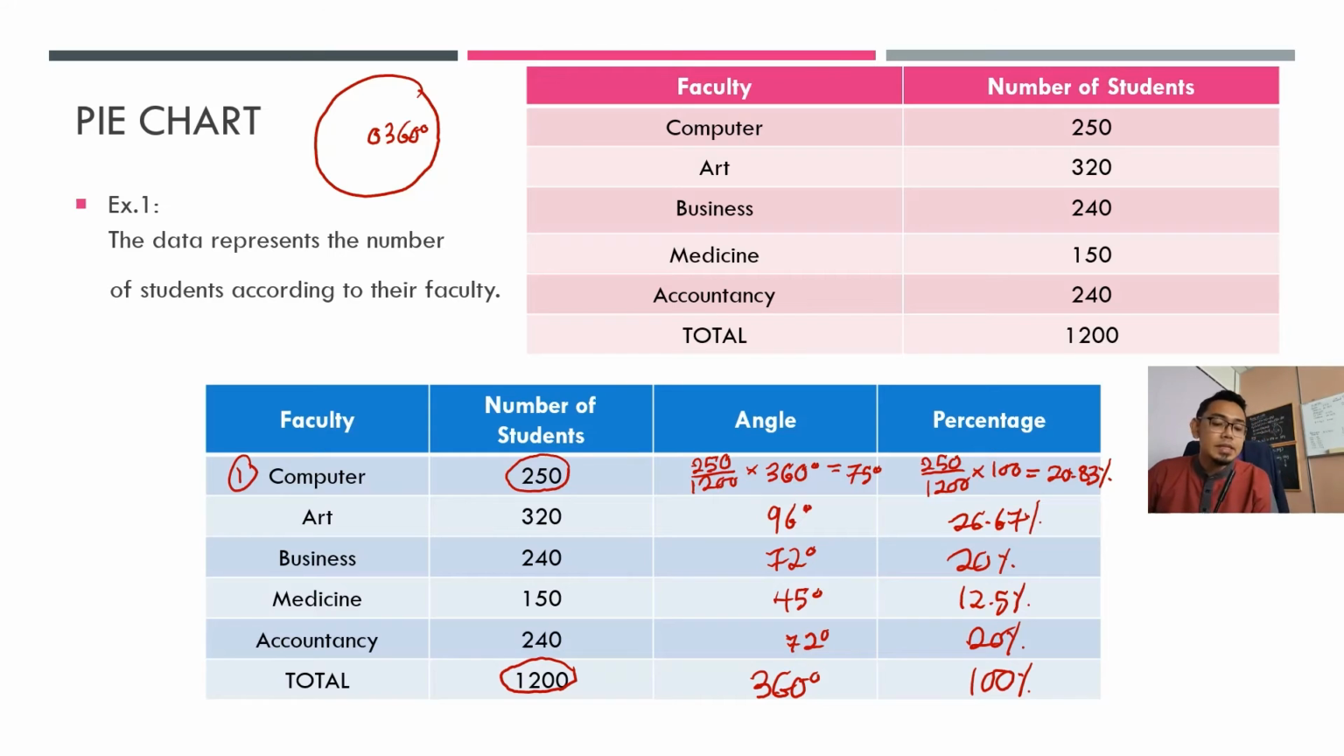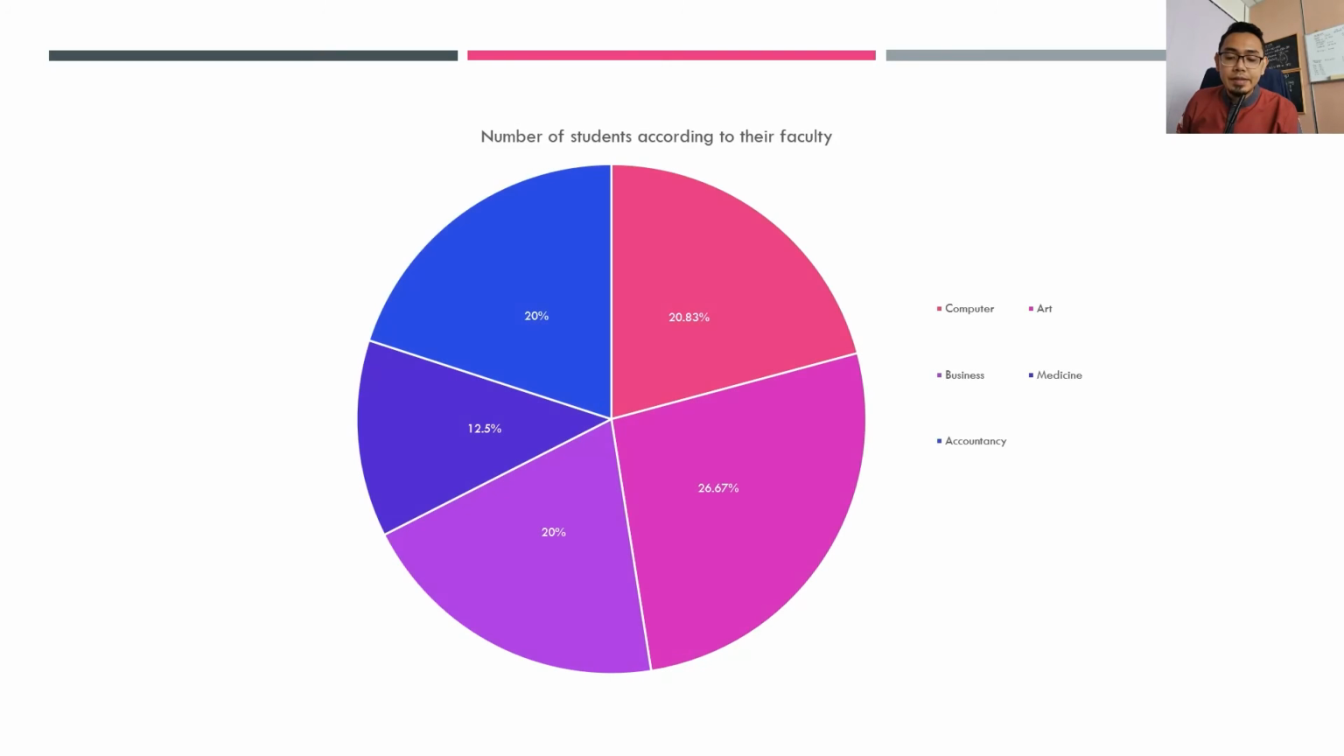Okay, so this is how to create the pie chart. To draw the pie chart, you have to firstly find the angle and percentage, and then your pie chart should be something like this. Please take note that to draw a pie chart, we have to draw this line first.